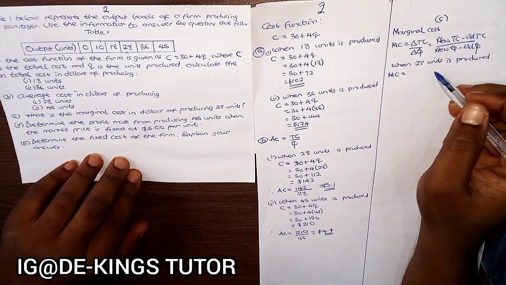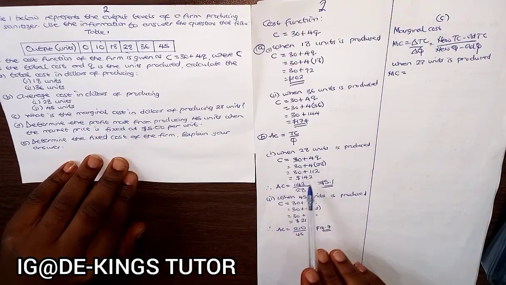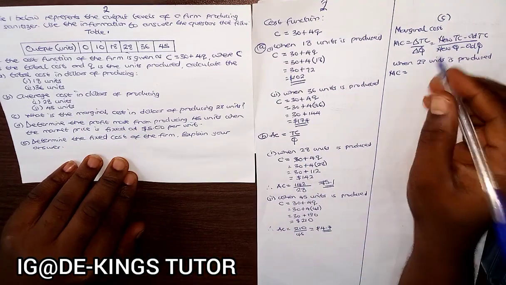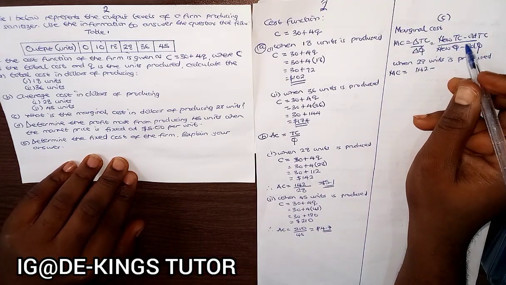What's our new total cost? When 28 units are produced, we have solved for it, and the total cost is 142. So that's the new. So I have 142 minus the old.